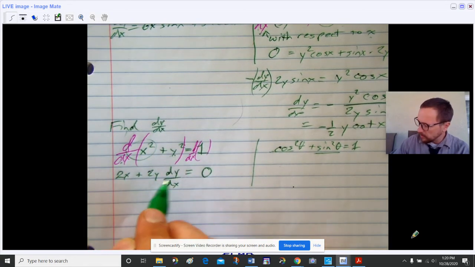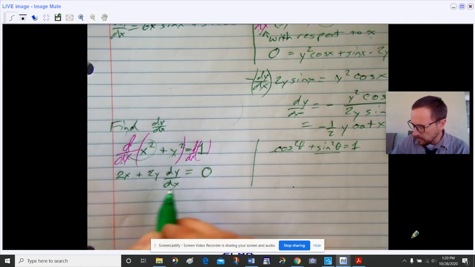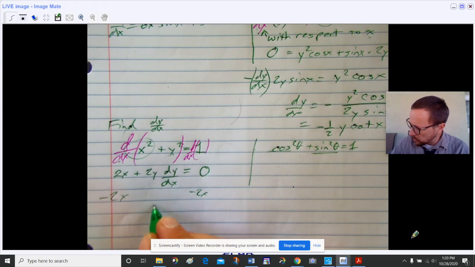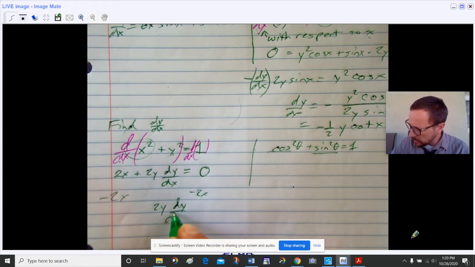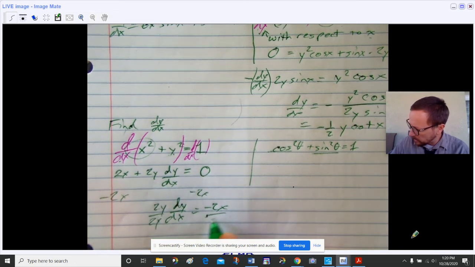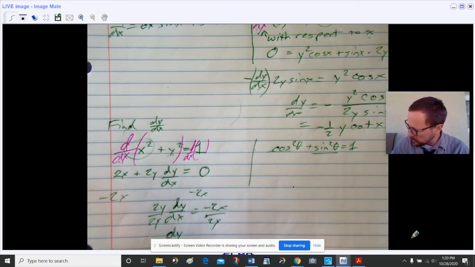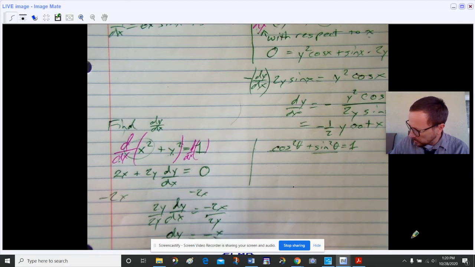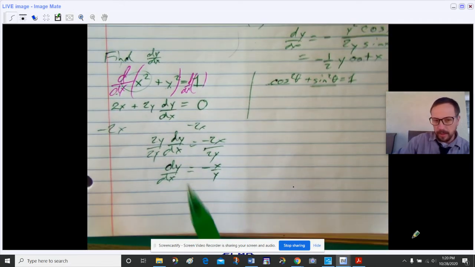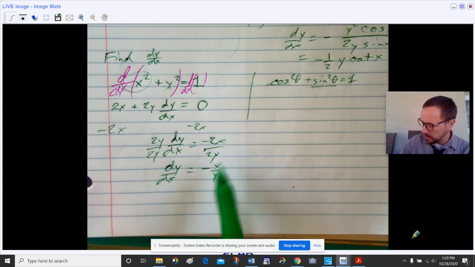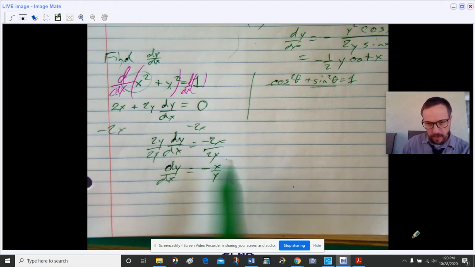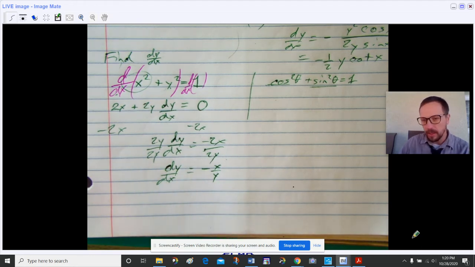So you have to take the derivative, and then we have to solve for dy over dx. So we subtract 2x from both sides. So we have 2y dy over dx equals negative 2x, divided by 2y, divided by 2y. And so dy over dx equals negative x over y. And that would tell us the slope at any point on the unit circle. If you plug in the x and the y from the unit circle, you'll get it. So yeah, which is pretty neat, I think.